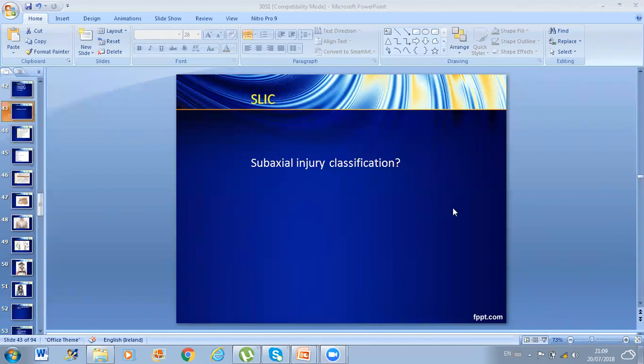Okay. In cervical spine injury, there is more chance of disco-ligamentous injuries without fractures. There is a high risk of disco-ligamentous injuries in cervical spine injury.